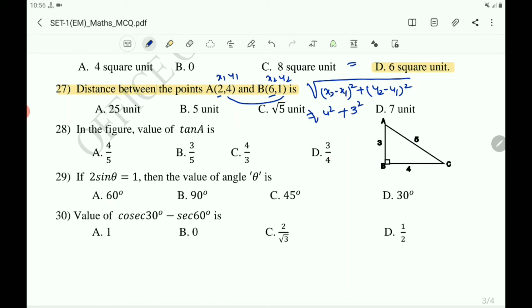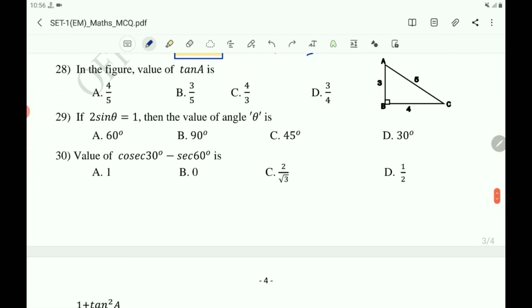Directly you can take 3 square, then it is 16 plus 9, which is equal to square root of 25, 5 units. So here the distance between the points 2, 4 and 6, 1 is 5 units. So option B is the answer. You must know the distance formula, and also you must know that these are the points x1, y1 and x2, y2.